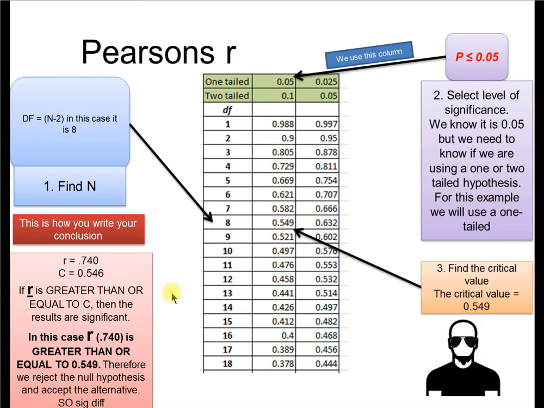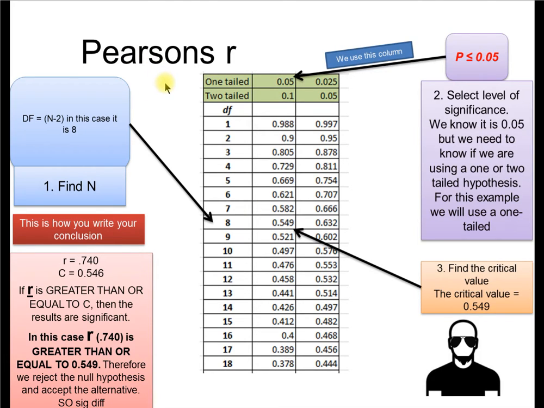But now we've got our value, 0.740, we need to see if it's significant. So to work out the degrees of freedom, we take n, which is 10, subtract 2 from it. This gives us a degrees of freedom of 8. We're using a 0.05 because no one specified otherwise. So we find the critical value, which in this case is 0.549.